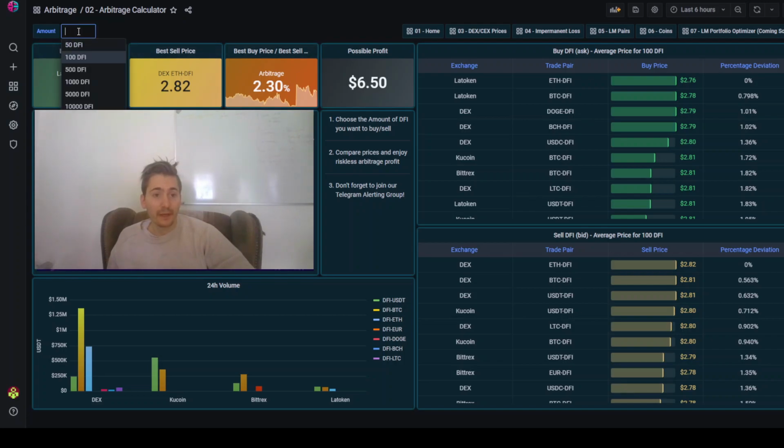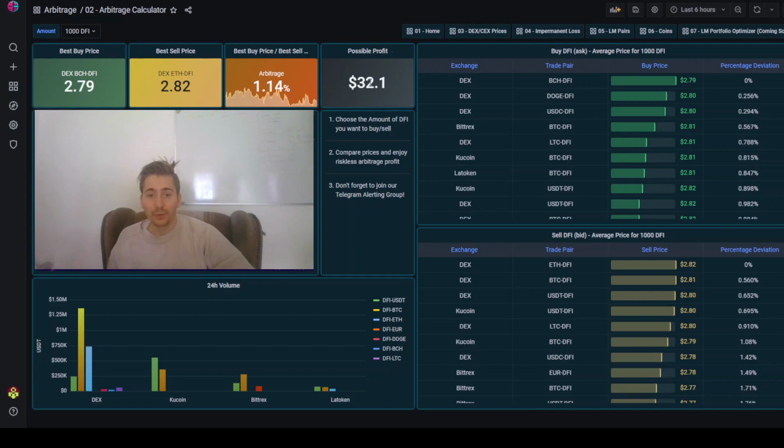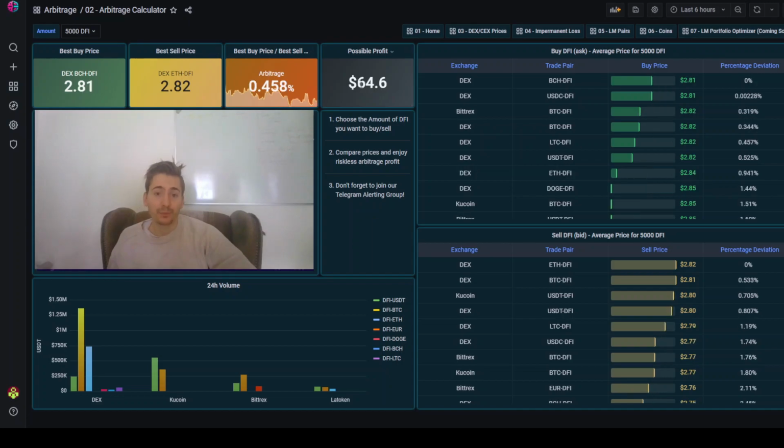You can also do it with bigger volumes, for example 1000 DeFi coins, and you see the profit increases to $32. This is not the same as 10 times the profit from 100 DeFi coins, because it might be that some of the people that sell here for 2.79 only sell 100 DeFi coins and not 1000. So the price difference decreases with the volume. With arbitrage, you will always see that the higher the volume you go, the lower the percentage arbitrage will get, but the higher the profit will become.